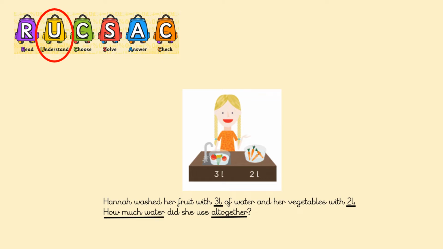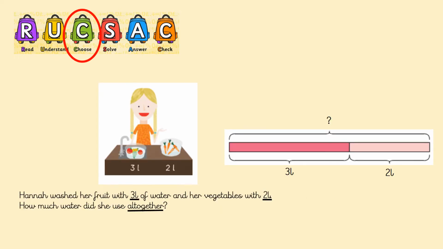I'm also going to underline how much water, because that tells me what kind of answer I'm going to need. Now, the first C is for choose. I need to choose a method for how I'm going to solve this question. I'm going to use the key information that I underlined: 3 litres, 2 litres, and all together.